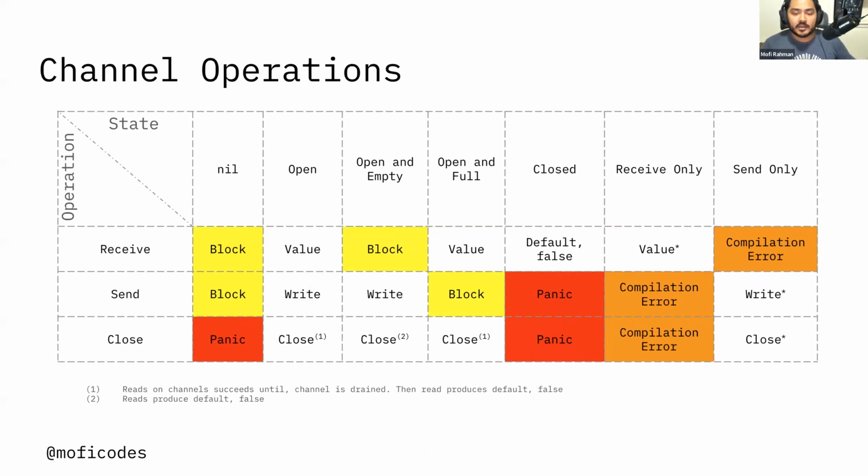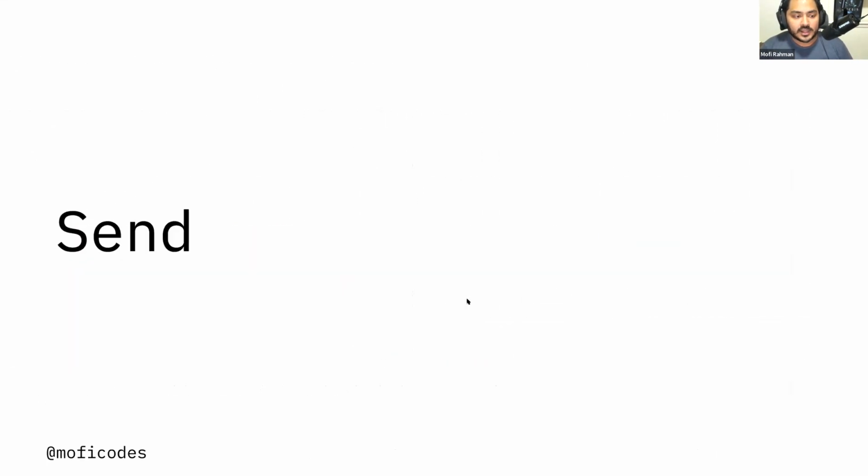So let's remember our channel operations. If we try to close a nil channel, we're going to get a panic. If we try to close a closed channel, we're going to get a panic. If you try to receive from an empty channel, you're going to get a block. If you try to write to a full channel, you're going to get a block. So all these different things. Let's talk about just send. We're not going to talk about both of them.